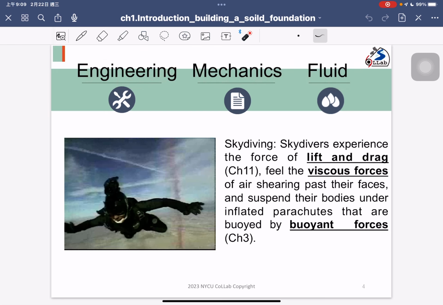Before we teach the background knowledge, we should interpret the certain definitions of engineering, mechanics, and fluid. So what is engineering? Engineering is usually used for solving problems, where we have innovating, designing, applying, and improving technology.